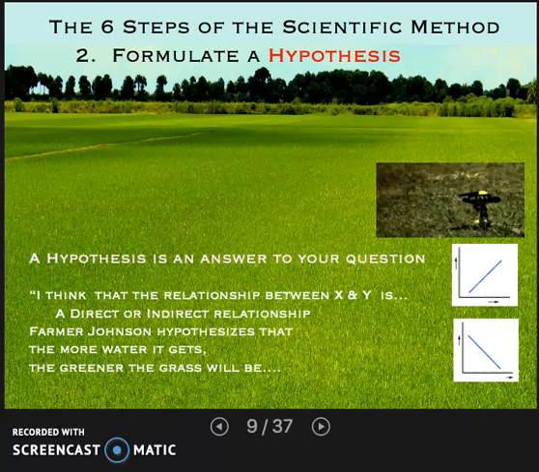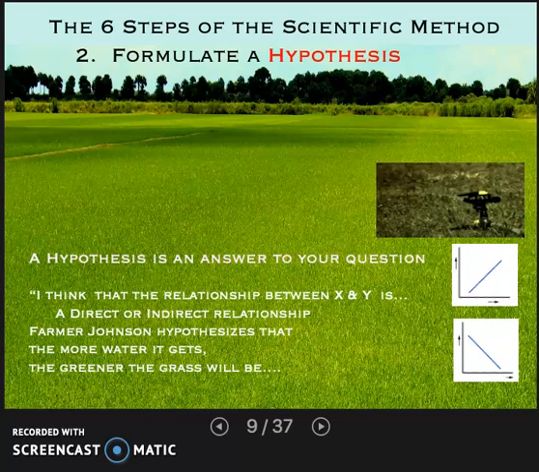I'll give you a hint. Direct relationships have a positive slope. That's right, the graph on top is a direct relationship, and in a direct relationship, X and Y increase. As X increases, Y increases. In the indirect relationship, at the bottom, you have a negative slope: as X increases, Y decreases, and vice versa. All right, and of course, we're talking about these linear relationships where Y equals mx plus b, and m is the slope. So Johnson thinks the more water you get, the greener the grass is going to be.